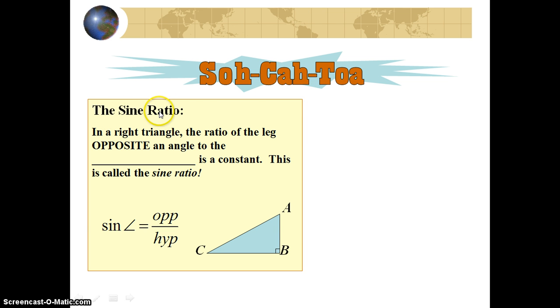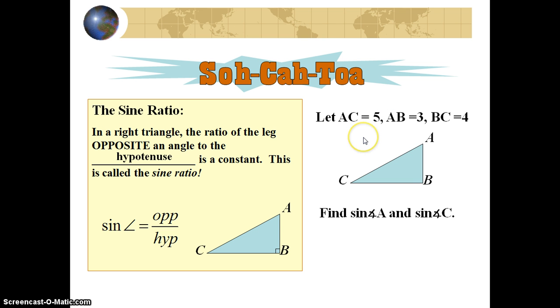So the sine ratio: in a right triangle, the ratio of the leg opposite to an angle to the hypotenuse is a constant. This is called the sine ratio. So sine is opposite over hypotenuse. That's why we call it SO.